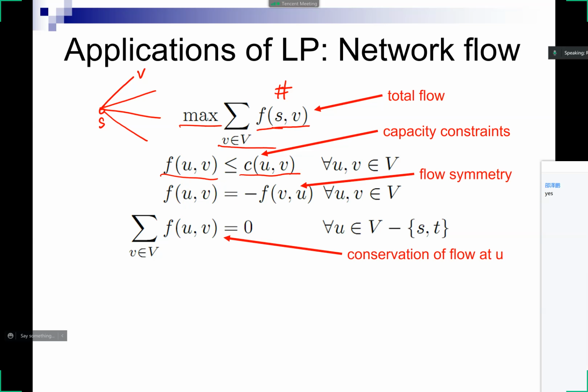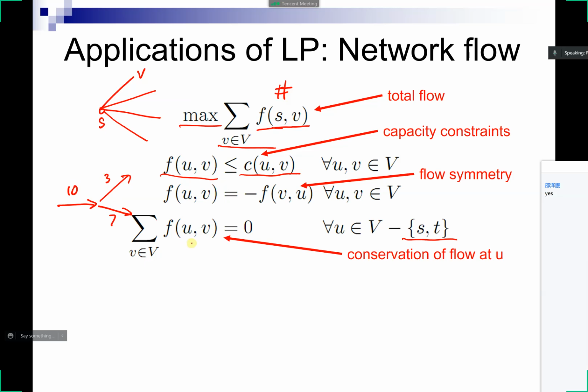And finally we have this conservation constraint, which is that the total amount of flow going into any node other than the source or the sink node has to be 0. So if you have lots of incoming flow, then the outgoing flow has to equal the amount of incoming flow. If you have 10 going in, then you could have 3 and 7 going out.